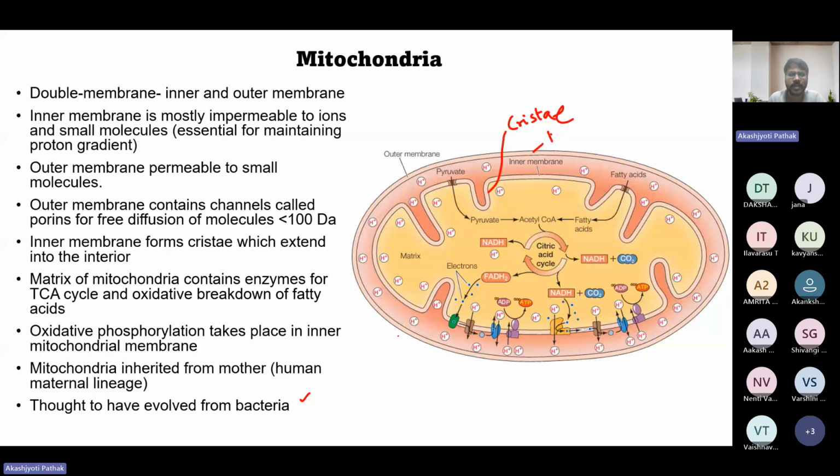According to this endosymbiotic theory, it is proposed that at some point in evolution it must have existed as a free structure in the environment, but eventually it got engulfed by a eukaryotic cell, and then they started sharing a symbiotic relationship with each other. So that is what it is. Okay.